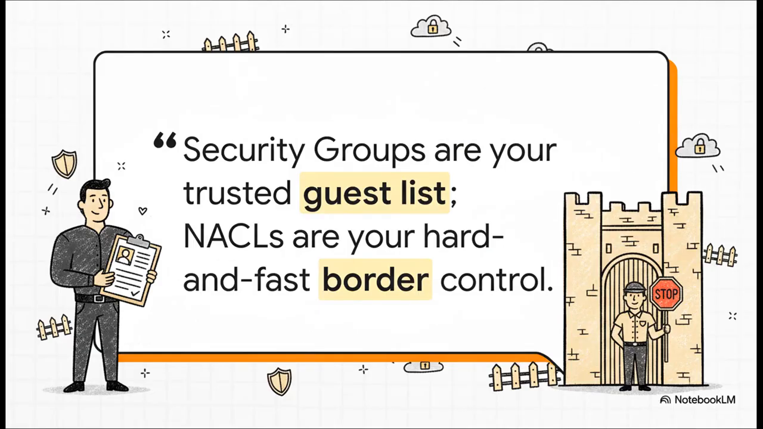So if you remember just one thing from this entire explainer, let it be this. Think of security groups as your bodyguards, managing a trusted guest list of who's allowed in. And think of NACLs as your gatekeepers, enforcing strict, hard and fast border control for the entire neighborhood.